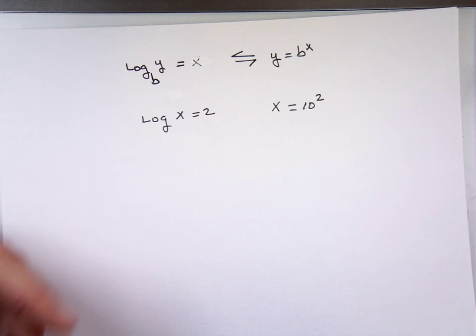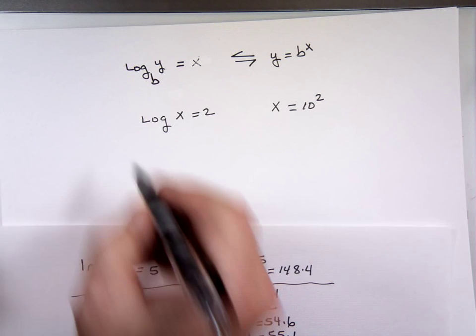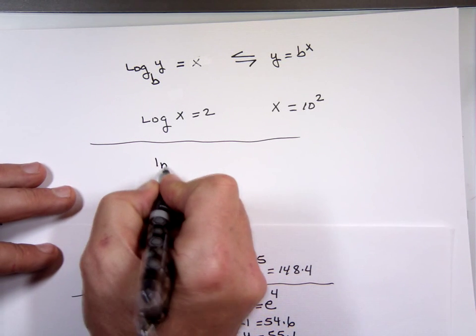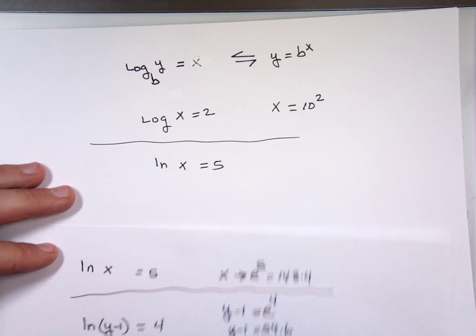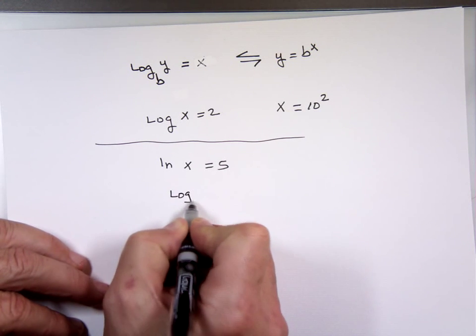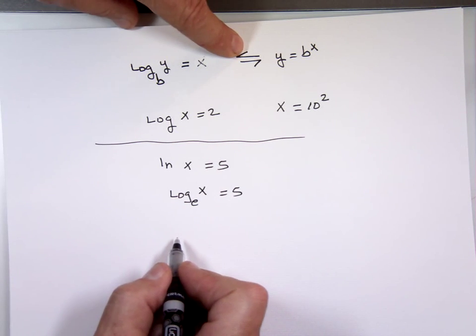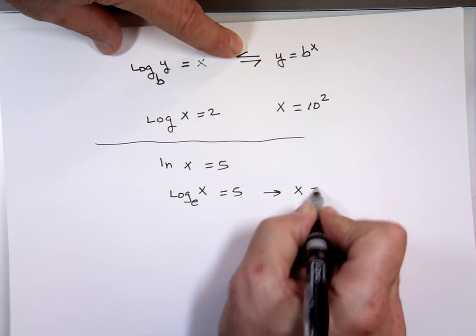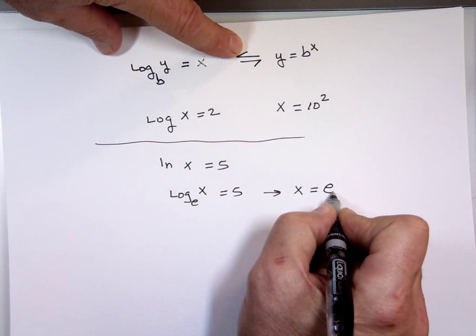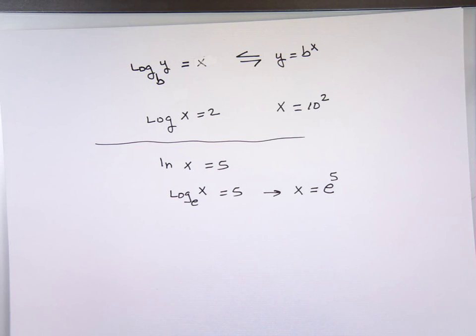The same thing with the natural log. When I ask you, why is the answer to this e to the 5th? The natural log of x equals 5. You want to solve it. Well, the natural log is log base what? Yep, that's log base e of x equals 5. Apply that rule now. That says what? X has to be what? E to the power of 5. So I'm actually using rule number 3 to find these.